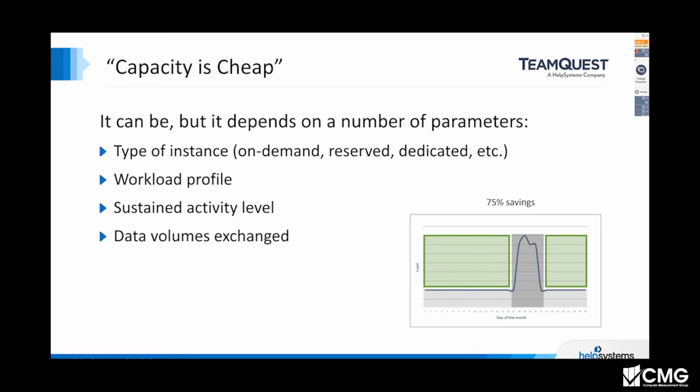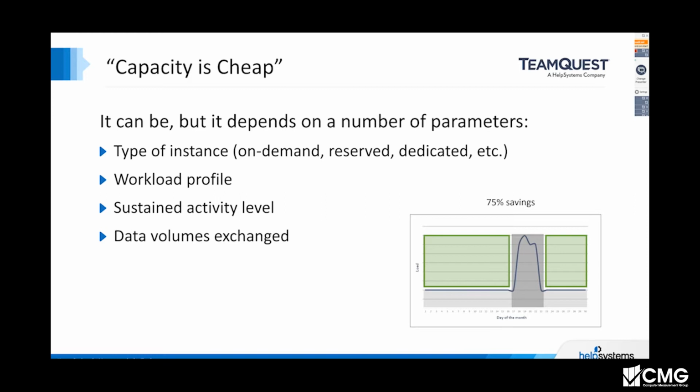And finding the tipping point for that is a big part of the capacity management effort. You also need to understand what kind of data volumes are being exchanged between the different instances and potentially between on-prem and cloud instances, because that's also going to have a major impact on the cost. So capacity is not cheap by default or by itself. You need to have a good grip on this and understand the break-even point between on-demand and reserved instances, etc., to actually make it cheap.